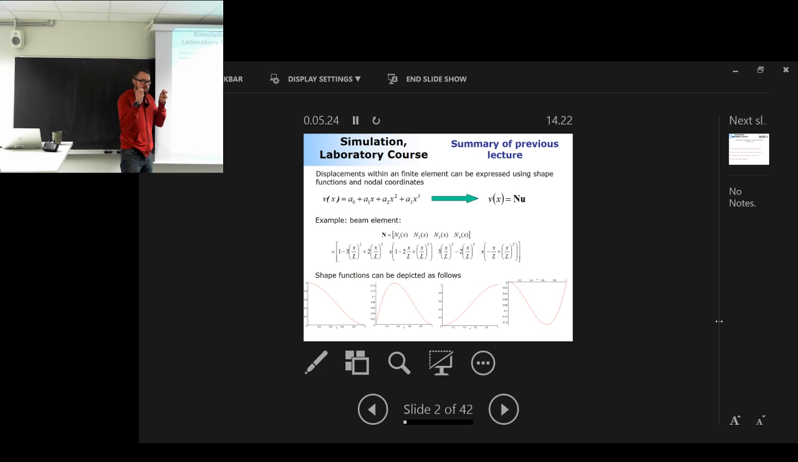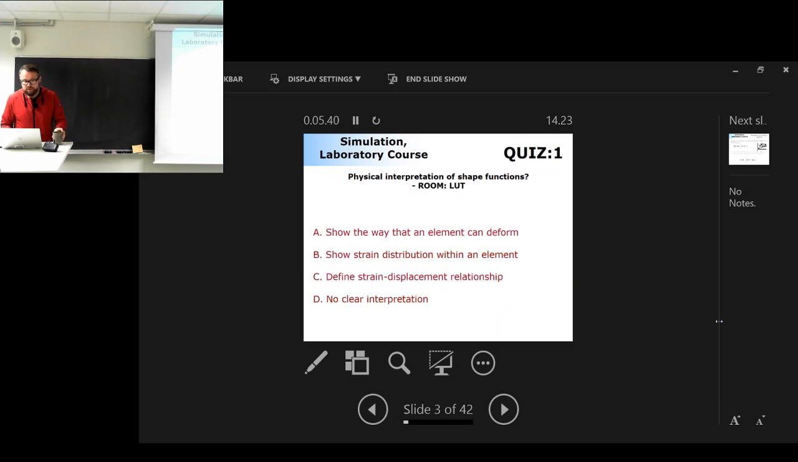But you understand what the shape functions are, what the inherent nature of the shape functions is. That tells you the different ways that the element can deform. Okay? So let's get started. Today's in-class quizzes. My first in-class quiz is this: physical interpretation of shape functions.